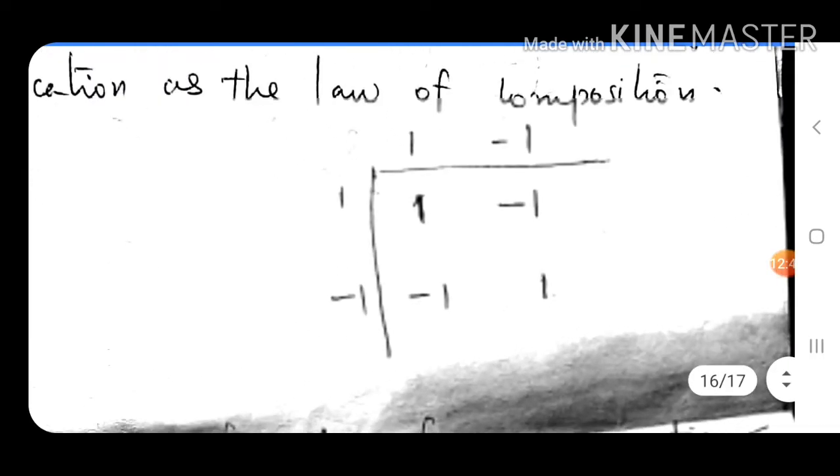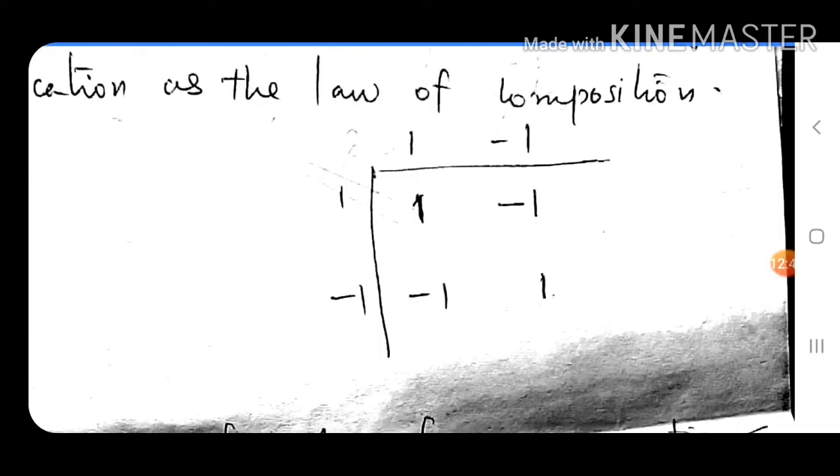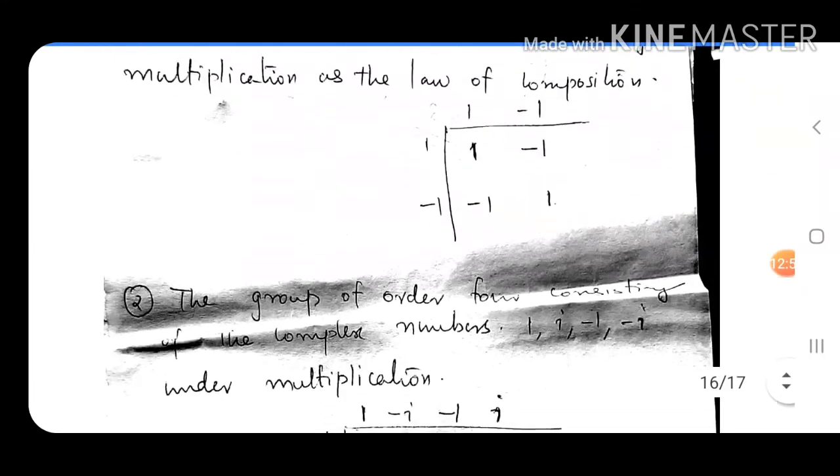See, the two elements 1 and minus 1. 1 into 1 is 1. 1 into minus 1 is minus 1. Minus 1 into 1 is minus 1. Minus 1 into minus 1 is 1. So this is the multiplication table. We can very easily identify the inverse. Inverse of minus 1 is minus 1 and the identity element is 1. So this is a very simple example.